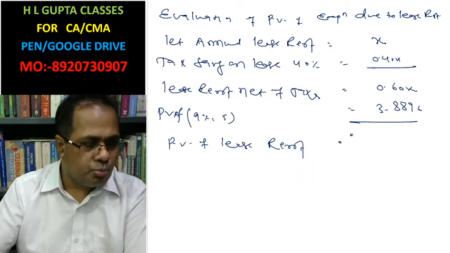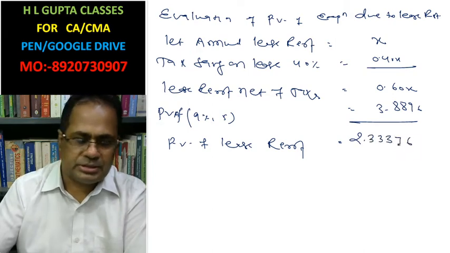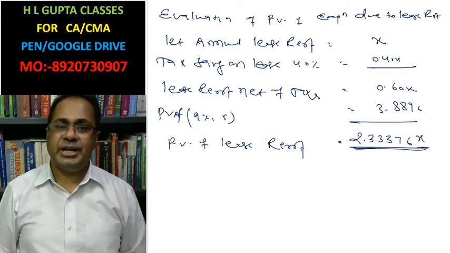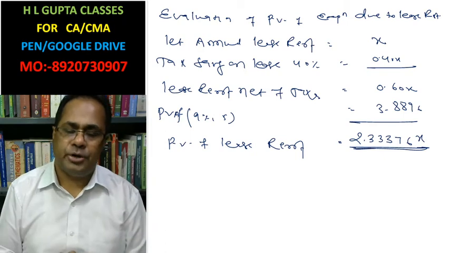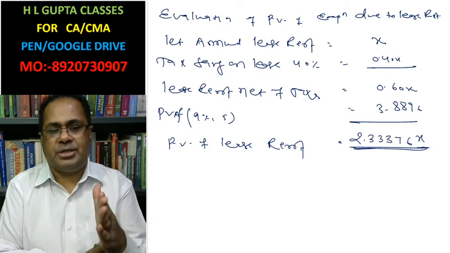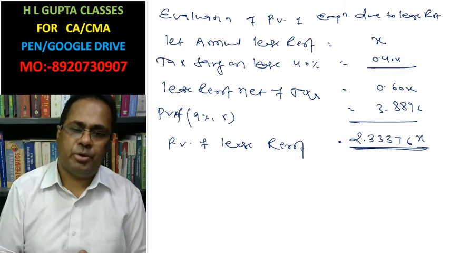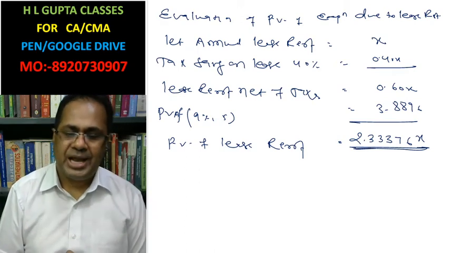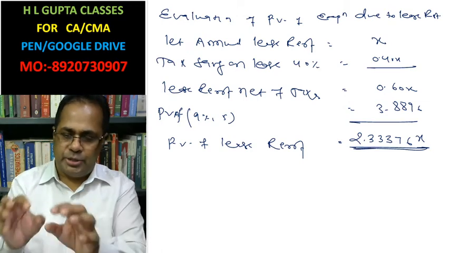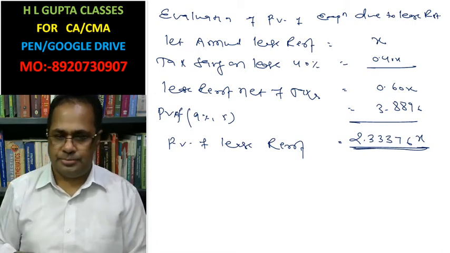Present value of lease rent is 0.60 times 3.8896, which is 2.33376x. This is your lease rent, but it is calculated in terms of x. This x value we need to calculate. The present value of expenditure due to lease rent is equal to bank borrowing. All the information on bank borrowing is given. On the basis of that, you need to calculate the present value of expenditure due to bank borrowing and equate this to the lease rent. Then the value of x will come.